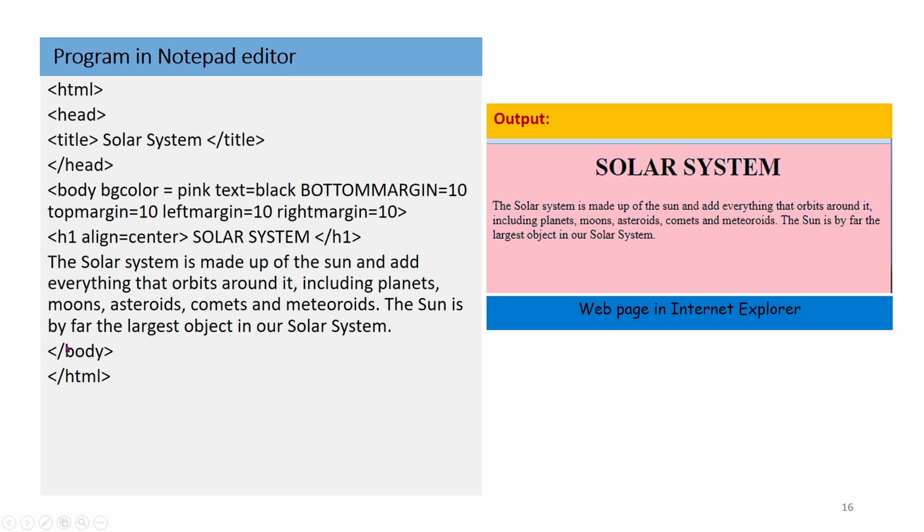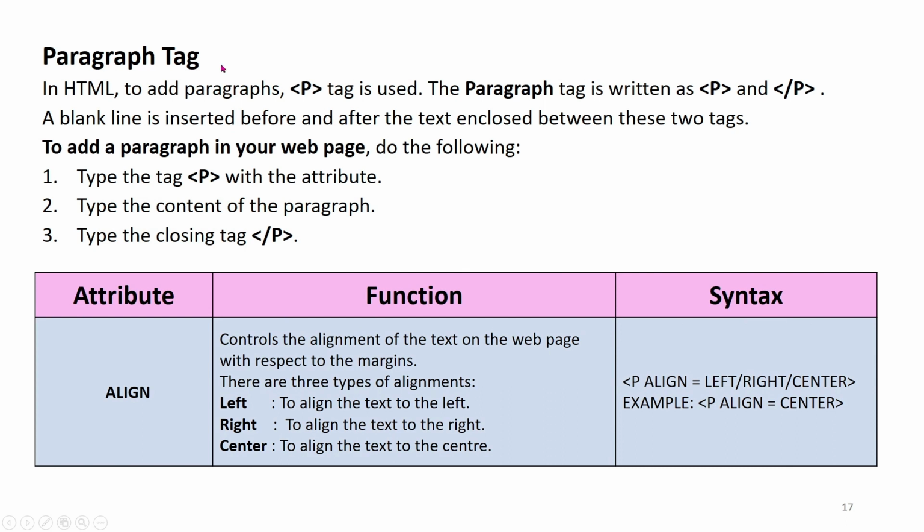You know why I have written slash body? To end this body tag. And slash HTML is written to close the HTML program. Now come to the next, which is paragraph. P tag. In HTML, to add paragraphs, P tag is used. The paragraph tag is written as P and slash P. A blank line is inserted before and after the text enclosed between these 2 tags.